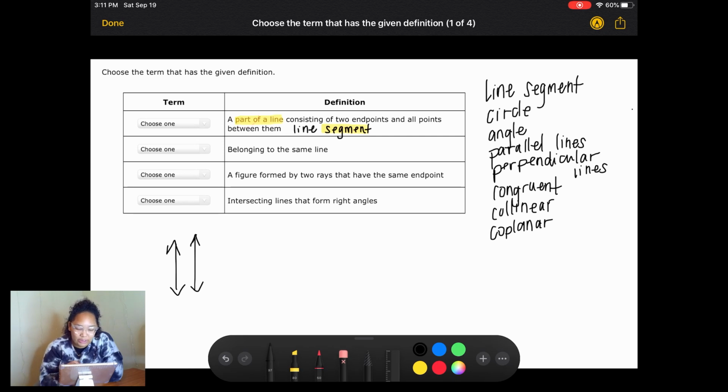Perpendicular lines are the opposite. So if I have a line that goes this way, a perpendicular line not only crosses it, but crosses at a 90-degree angle. Okay.